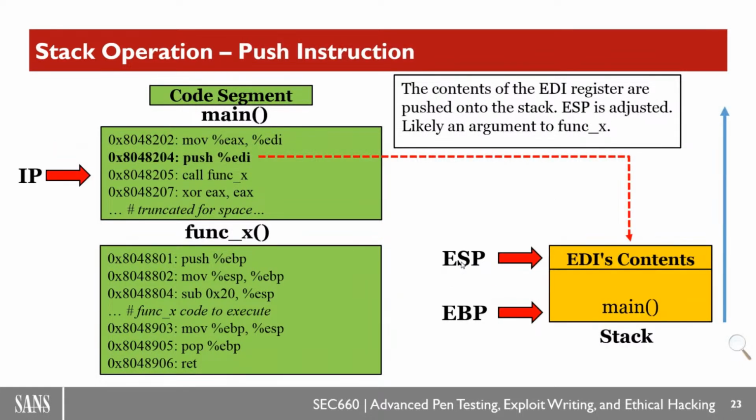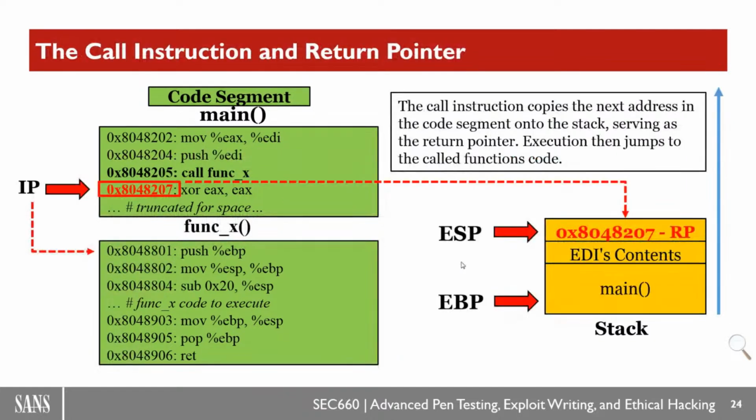Push EDI. Take the contents of EDI, push them onto the stack, adjust the stack pointer accordingly so it subtracts and points to what we just pushed onto the stack. Remember, we subtract because we're growing from high towards low. It's reverse. Then we call a function.